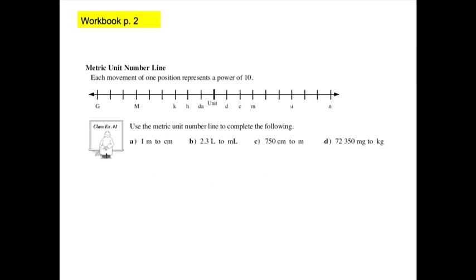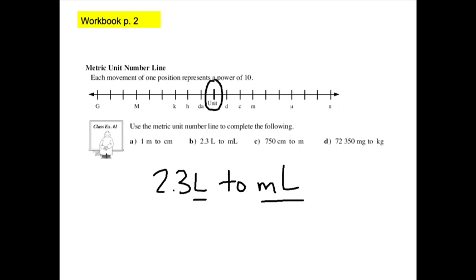For B, we're going to convert 2.3 liters to milliliters. So we're converting from liters to milliliters. Liters is a unit, circle that unit, and we're going to be converting to milliliters. This little m here is found right here on your metric unit number line. Okay, so we're going to count how many spaces in one direction. So it's 1, 2, and 3 spaces to the right.